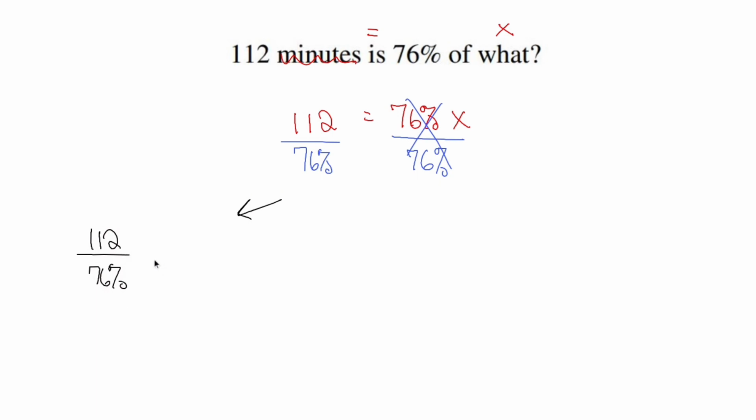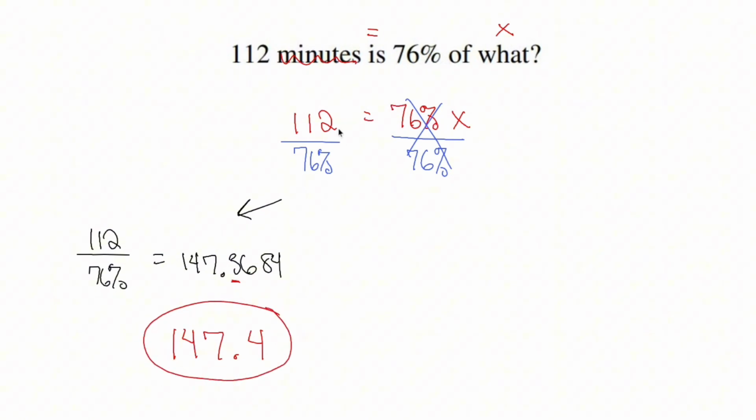Now, what you'll get when you have that is 147.3684, or at least that's what my phone is telling me. We'll round it to the nearest 1 decimal place. So since we have 0.36, we'll round it to 4. And my answer is going to be 147.4. So if you have a percent button in your calculator, you're literally going to type out just that guy right here, and then you're done.